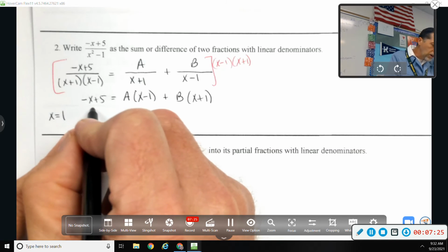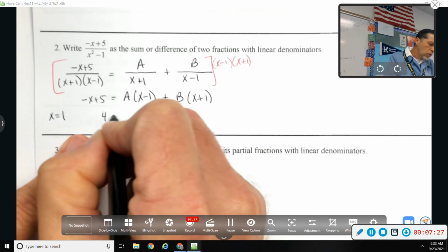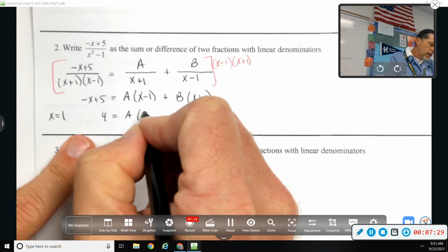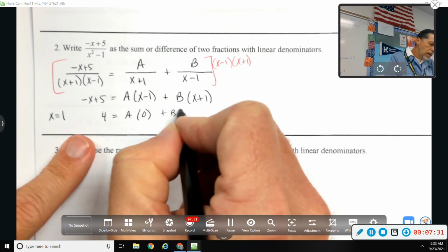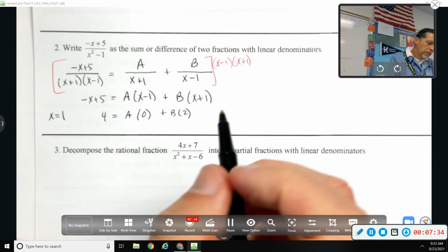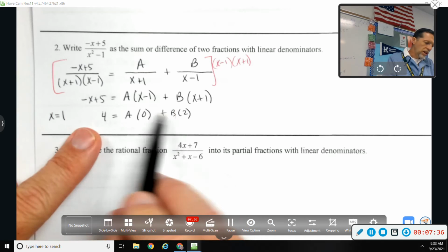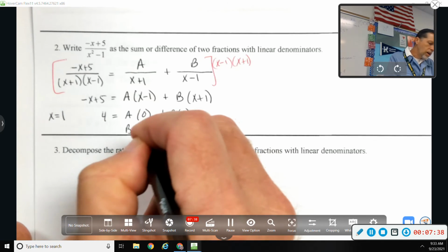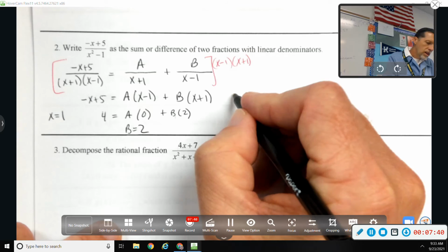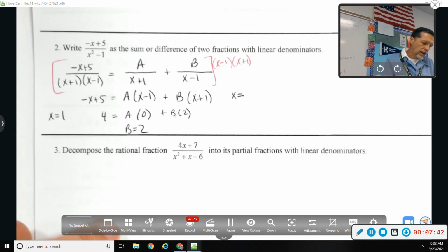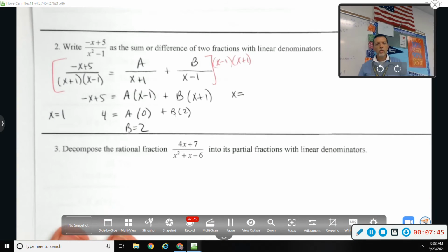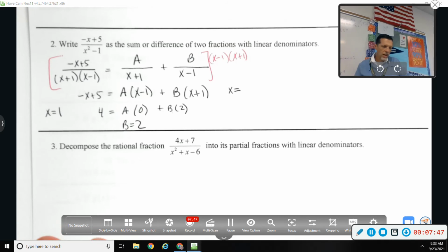So if I put in 1, negative 1 plus 5 is 4. A times 0 plus b times 2. 2b equals 4, so b equals 2. And then I need x equals, what's another good value that will wipe out the other terms? Negative 1.